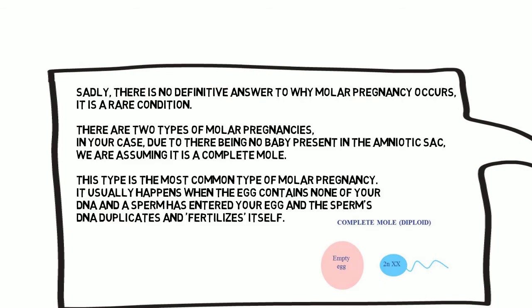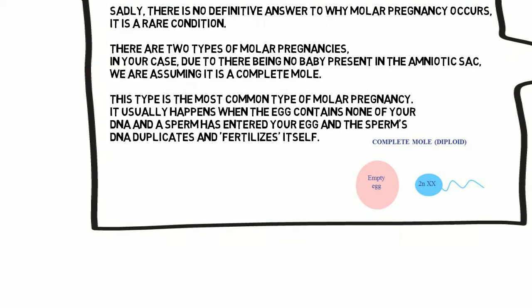Why didn't my egg fertilize properly? Sadly, Mary, there is no definitive answer to why molar pregnancy occurs. It is a rare condition. There are two types of molar pregnancies. In your case, due to there being no baby present in the amniotic sac, we are assuming it is a complete mole. This type is the most common type of molar pregnancy. It usually happens when the egg contains none of your DNA and a sperm has entered your egg and the sperm's DNA duplicates and fertilizes itself.